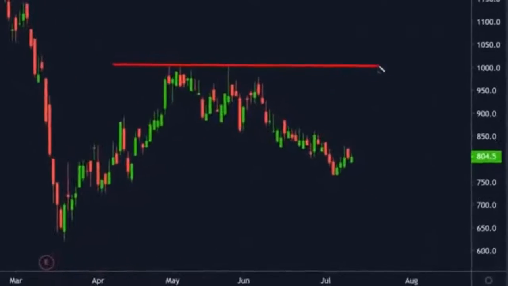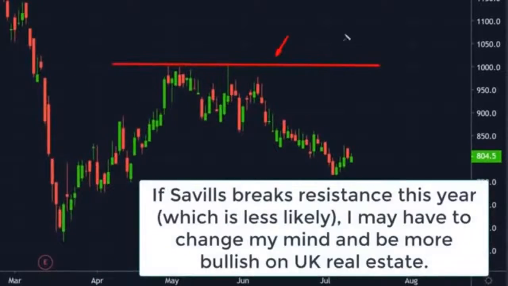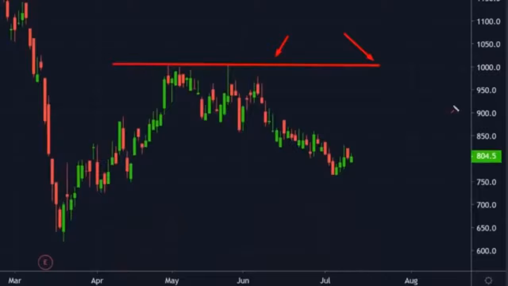And here's the thing, guys. I think that 1,000 level mark on Savills is a very important level of resistance. If I see Savills going above that level in the next few months, which I think is unlikely, but if it does happen, then I will have to change my mind and become more bullish about the housing market in the UK. Having said that, I don't expect that. I think it's quite unlikely, but it's something I'm watching, that resistance level on Savills.